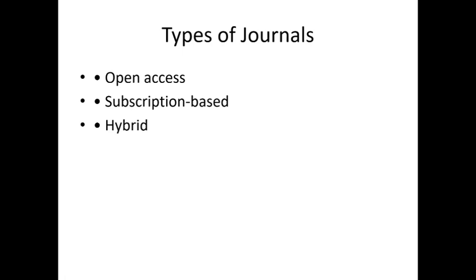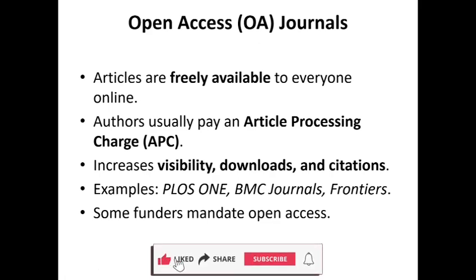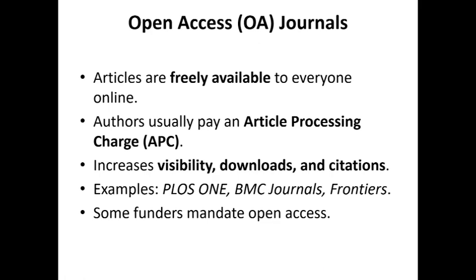There are three different types of journals. Open access journals are there, subscription-based journals are there, and hybrid journals are also there. Open access journals means the articles are freely available to everyone. You can download the article with no need of paying money, but authors have to pay an article processing charge, APC. So with open access journals, visibility is more, downloads are more, and citations will be more. For example, BMC journals, Frontiers journals, and PLOS ONE journals all come under open access. Some funders also mandate open access. Open access means it is available for everyone without any money.